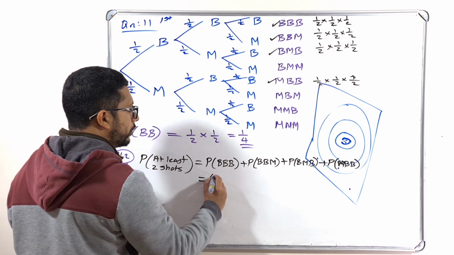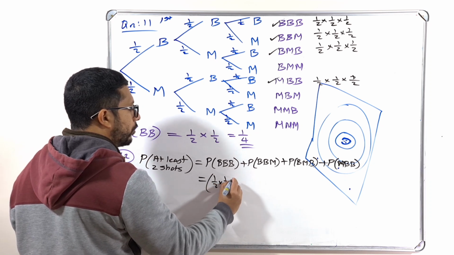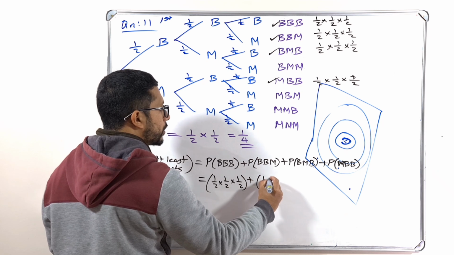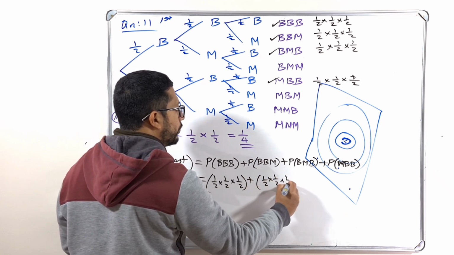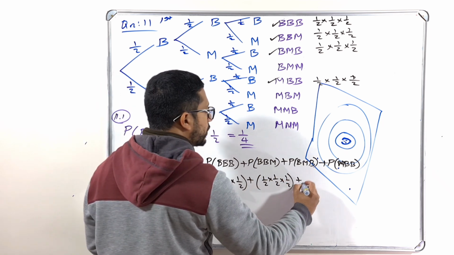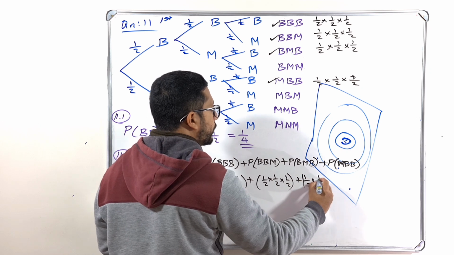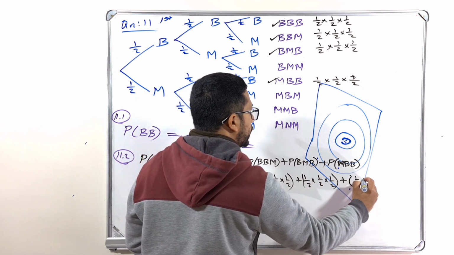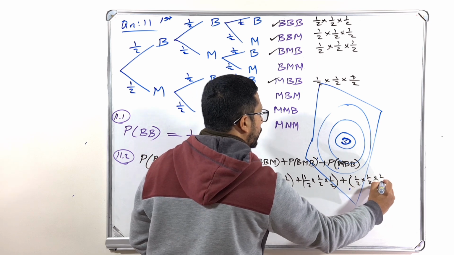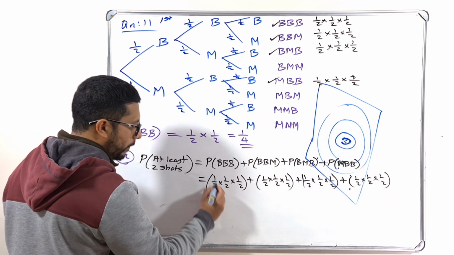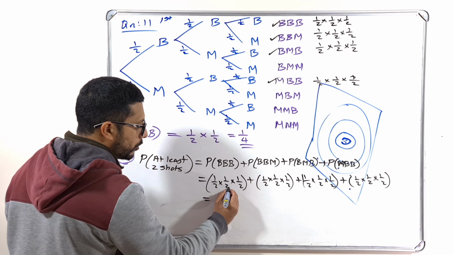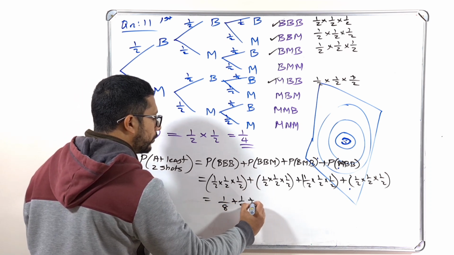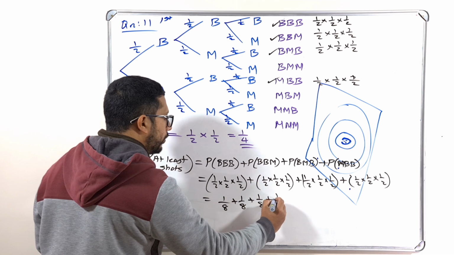So all of these are 1 over 2 times 1 over 2 times 1 over 2, plus 1 over 2 times 1 over 2 times 1 over 2, plus 1 over 2 times 1 over 2 times 1 over 2, plus 1 over 2 times 1 over 2 times 1 over 2. So what is this one? 1 by 2 times 2, 4, 4 times 2, 8, plus all of these are the same, 1 over 8, 1 over 8, 1 over 8.